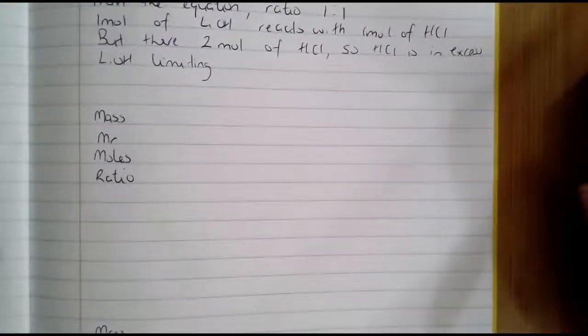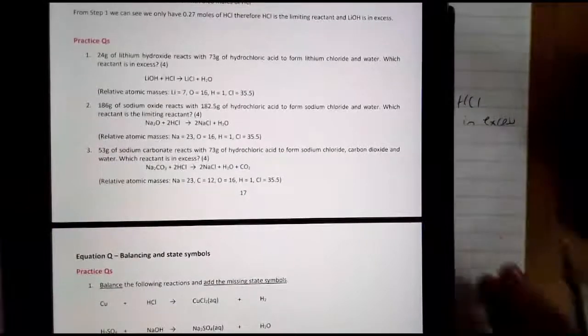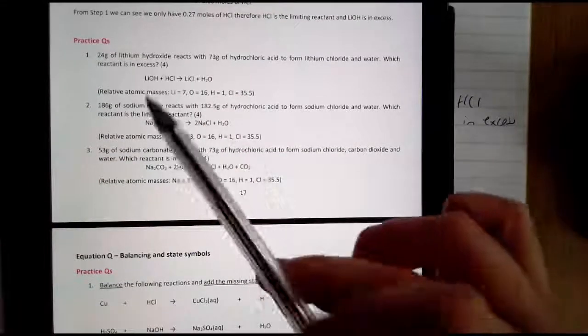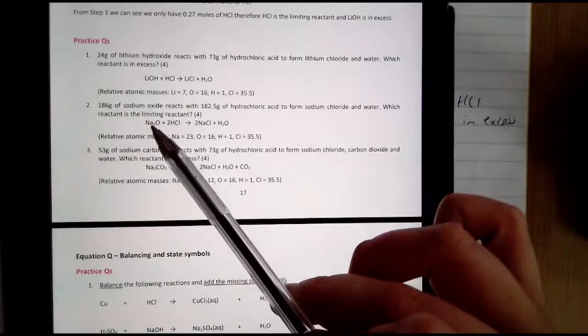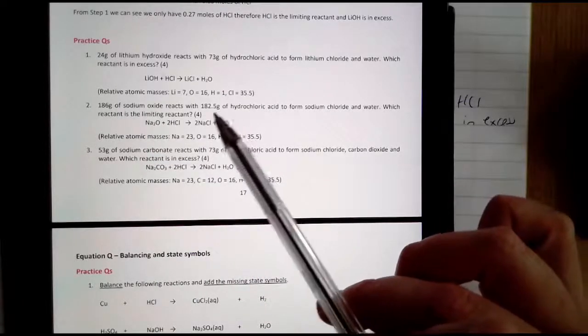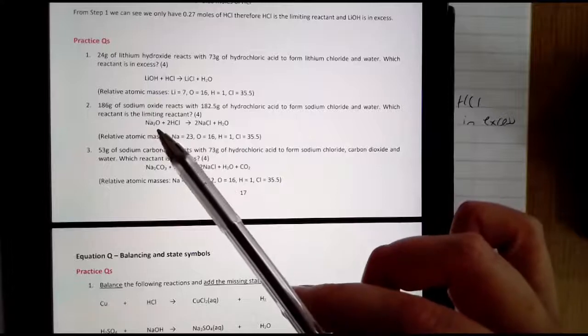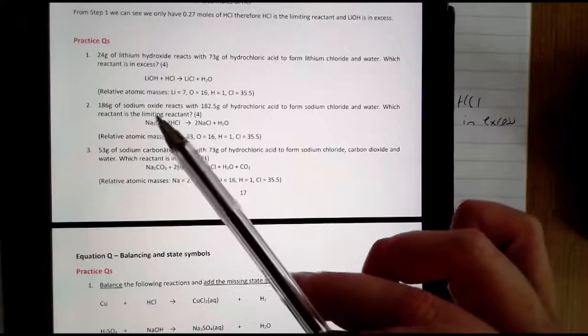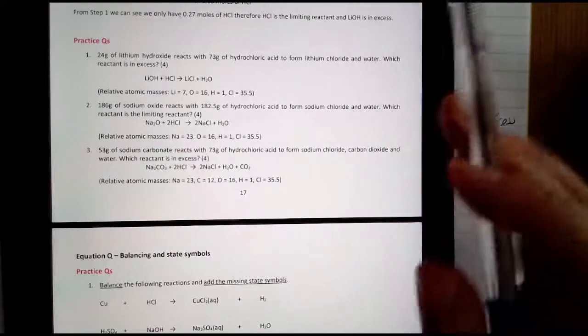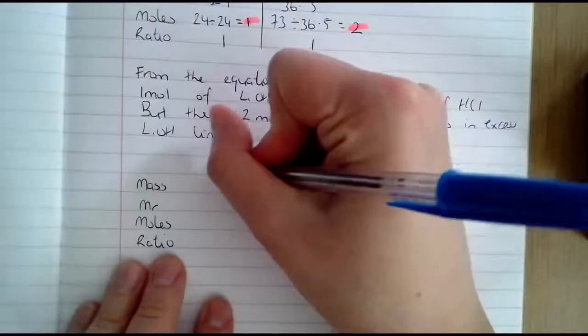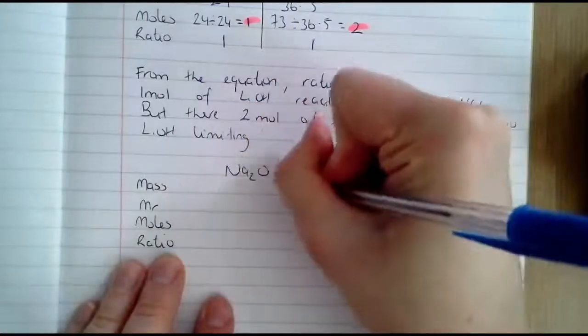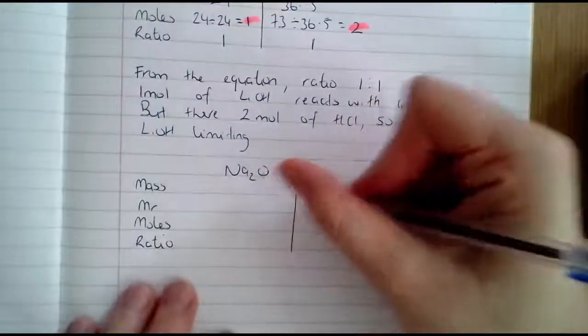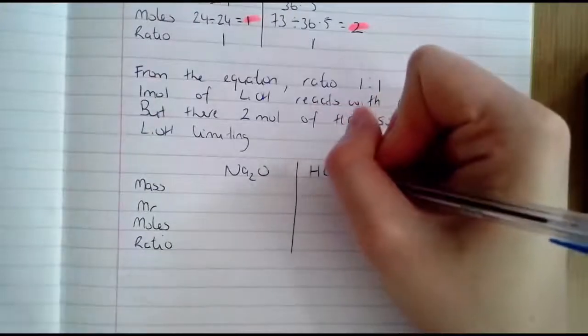The next question is again something similar, but I've got a different equation this time. I've got sodium oxide reacting with hydrochloric acid. So again, I'm given information about sodium oxide, so I'm going to include it in my table, and I'm given information about hydrochloric acid. And when I'm writing that formula into my table for sodium oxide, I write it exactly as it is in the equation, Na2O. I don't try and change a thing. So I put in Na2O for sodium oxide, and then for HCl, I'm going to be filling in HCl.